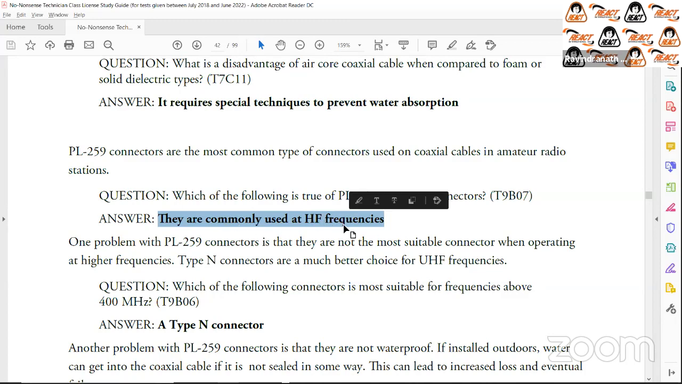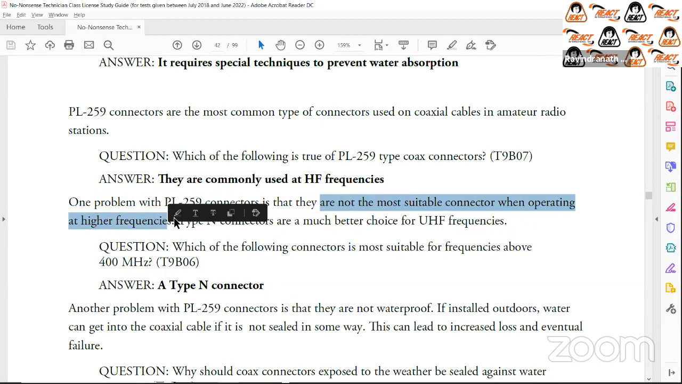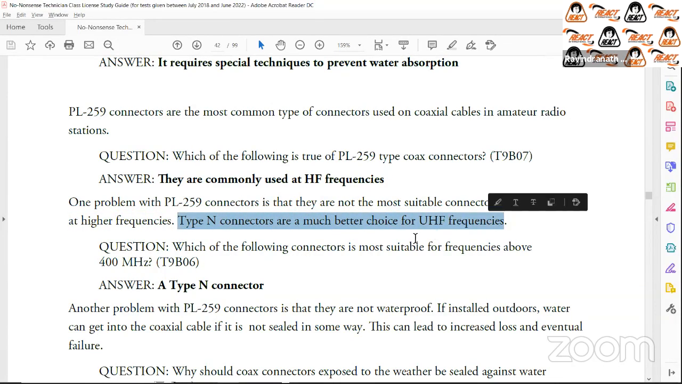They're commonly used at HF frequencies. Remember, HF is 3 to 30 megahertz. Well, PL259 connectors are very popular for that part of the band. They also tell us that PL259 connectors are not the most suitable when operating at higher frequencies. However, type N connectors are much better, right? So we did discuss that.